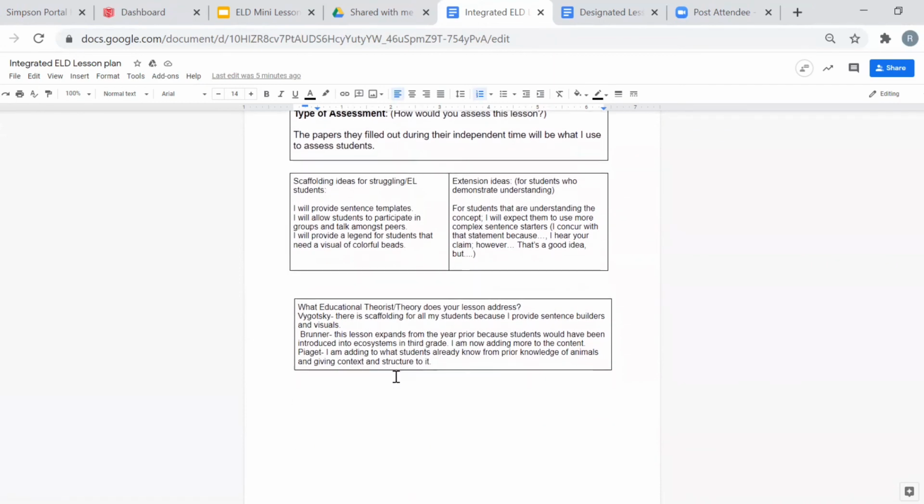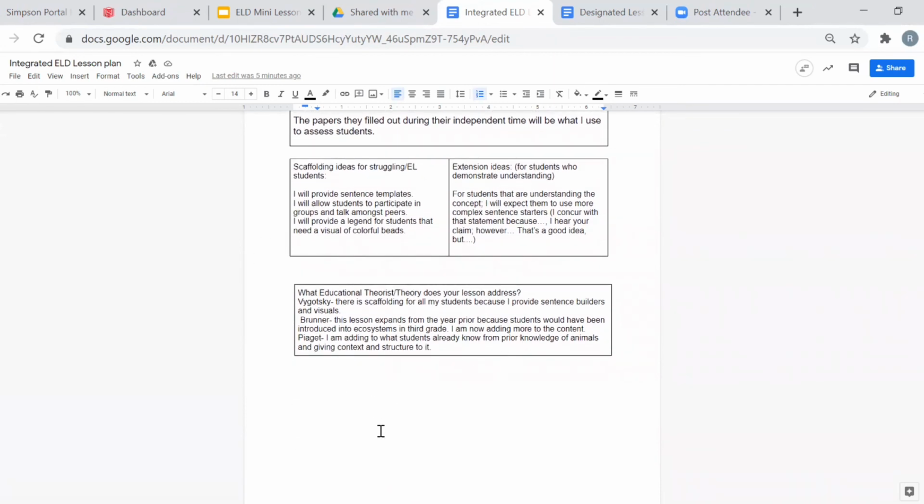My theorists that are represented during this lesson are Vygotsky. He handles mainly scaffolding. So I provide scaffolding for all my students, not only the struggling and the EL students, because I provide sentence builders and visuals for both students. Also, Bruner. This lesson expands from the year prior because students would have been introduced into ecosystems in 3rd grade. I am now adding more to that content. And Piaget, I am adding to what students already know from prior knowledge of animals and giving context and structure to it.